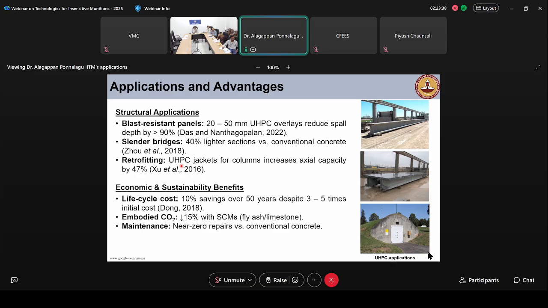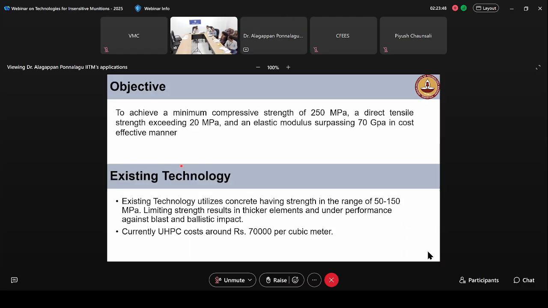It also has no penetration, and acid attack, chloride and sulfate attack won't happen, which helps us in having less maintenance, which is required for this UHPC. So coming to the main objective of this proposal, we are proposing to develop a UHPC which can attain a minimum compressive strength of 250. That is going to be our target for this proposal.